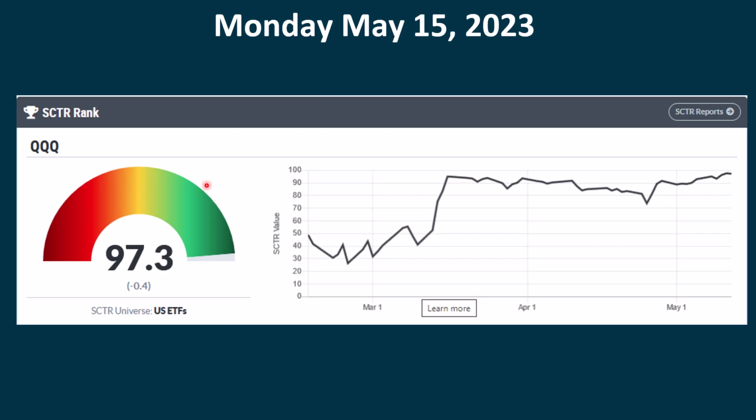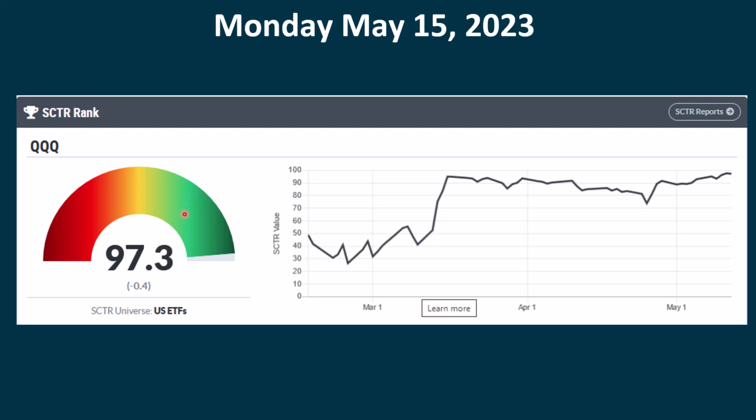Then we look at different indexes that we follow. The main ones are the Dow, the S&P, mid caps, small caps, and the Qs represented by the NASDAQ 100. And then we rate them on what's called a scooter score. It's a 0 to 100 score. The higher to 100, the better the technical chart is looking.